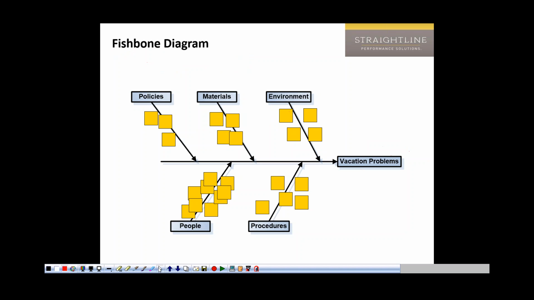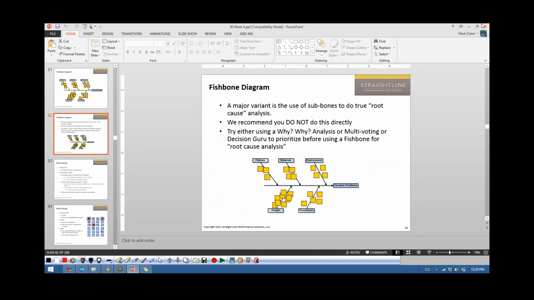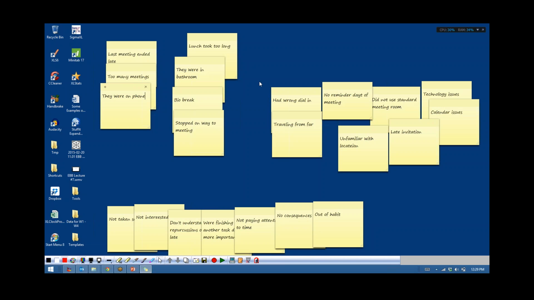Either one of these is effective, so I gave my clear preference for affinity, but you can use a fishbone and it works extremely well. So if you feel that affinity may be too complicated or confusing for somebody. All right, now I want to go into the last thing, and it's called multivoting. And let's just do it first, and then we'll understand what it is, and then we can comment on what's good and what's bad on it.